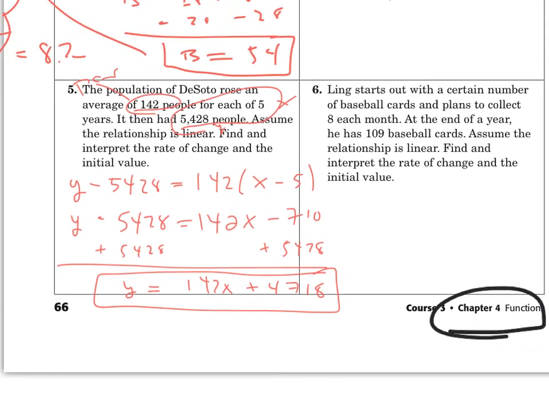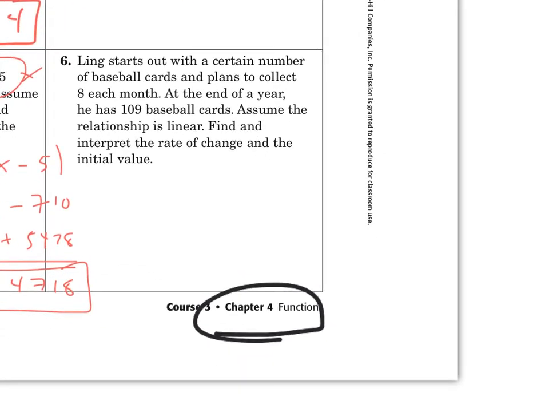Okay, and problem number 6. It says Ling starts out with a certain number of baseball cards and plans to collect 8 each month, which would be 8 per month. At the end of a year, he has 109 baseball cards. So this is a snapshot in time. And at the end of a year, haven't we gone 12 months? We want to notice that that's 12 months because they're saying their slope is in months. Assume the relationship is linear. Find and interpret the rate of change and the initial value.